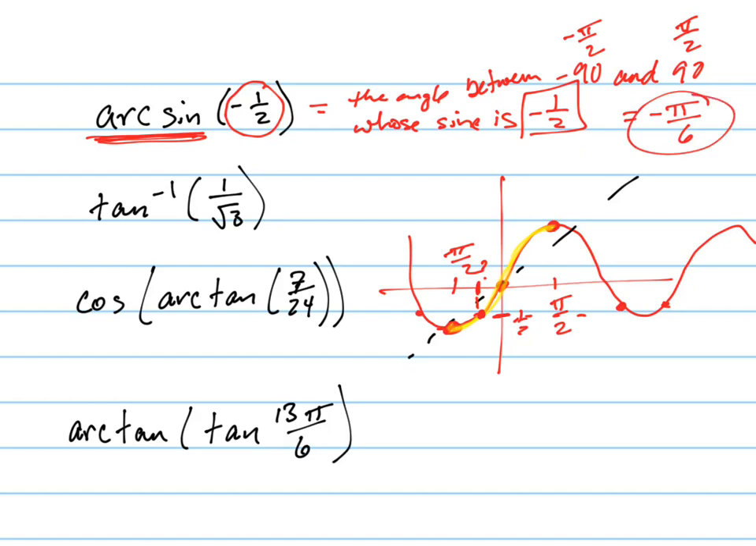Okay, so there's the explanation of it. Now let's do these a little bit quicker. So number 2 here is asking the tangent inverse of (1/√3). The tangent inverse is defined in the same place that the sine inverse is defined. It's also defined from -π/2 to +π/2. So what angle has a tangent of 1/√3?